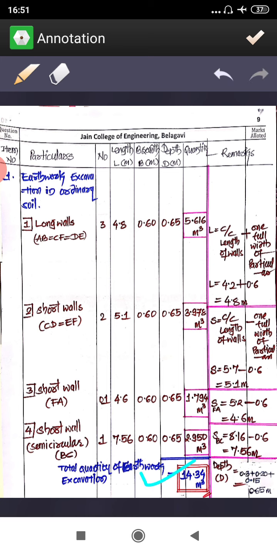Now along with this, see, we know width is directly given in the plan, but depth they have not given directly. You have to show that calculation, how you got that 0.65. That calculation I have shown here in the remarks column. The quantities which are not directly given in the plan or in the cross section, that you have to write in the remarks column, that you have to keep in mind.